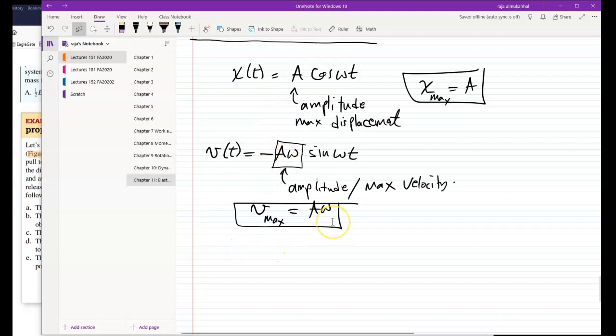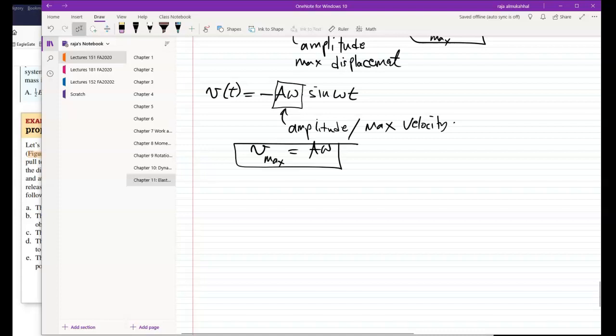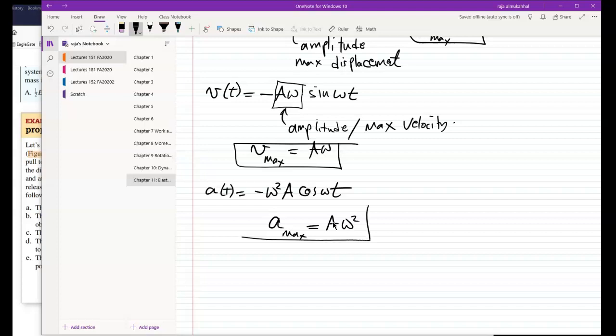Well, what is the maximum acceleration? I go back to my acceleration function. A of t, we said, is equal to minus omega squared A cosine omega t, and the maximum acceleration is really just A omega squared. It is this one right here. You got it? Okay.